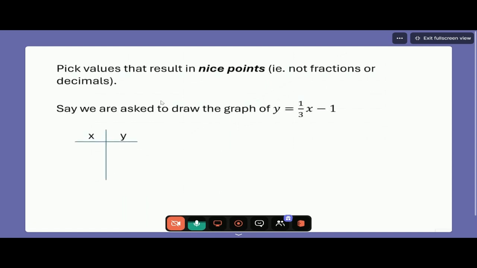Notice this one has a fraction in it right off the bat, y equals 1/3 x minus 1.